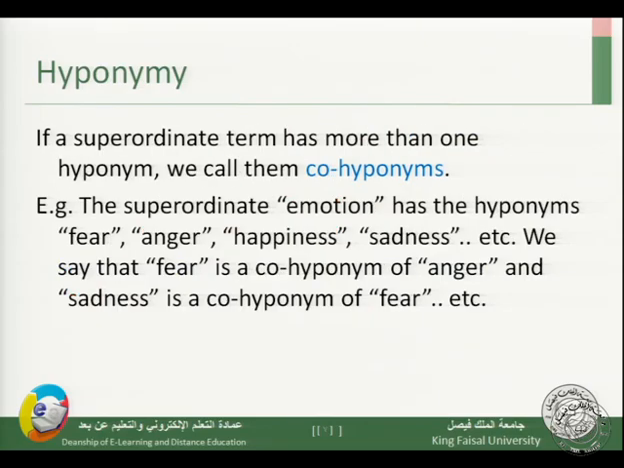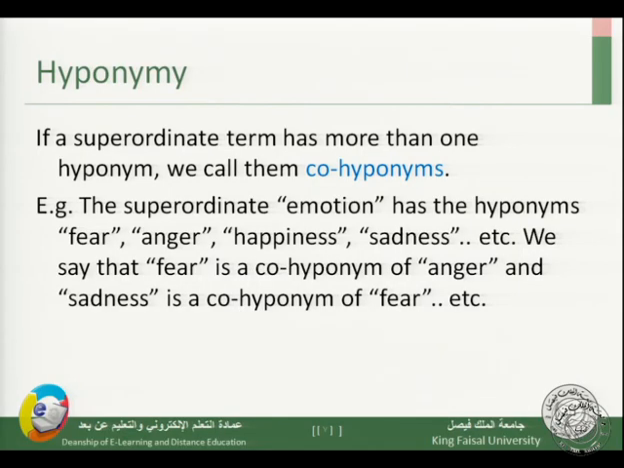If the superordinate term has more than one hyponym, it is possible to have more than one hyponym. Like we said, tulip and rose, they are both under flower, so these are more than one hyponym. We can have a lot of hyponyms under one superordinate. We call these hyponyms, when we relate them to each other, co-hyponyms. So if there is more than one, we call these co-hyponyms.